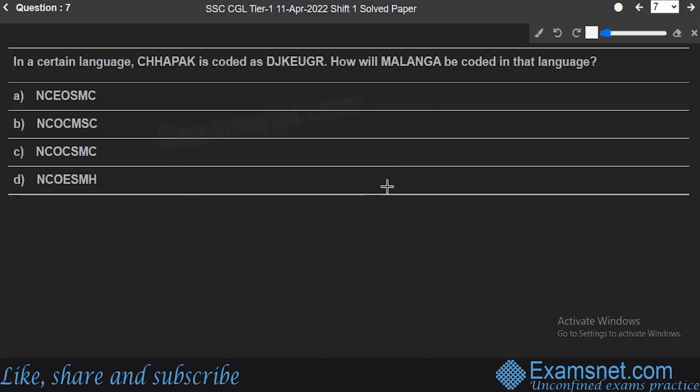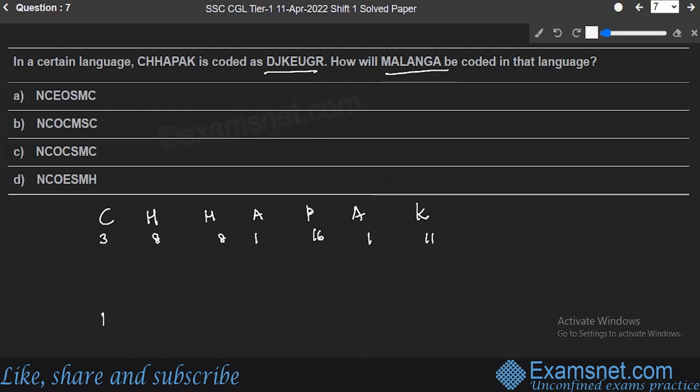In a certain language, a park is decoded as this set of alphabets. How will Malanga be coded in that language? Again, you are getting so many questions based on this only. You have to see the logic which is being followed. The given word is chappa. Let's write down the numbers of them. C is at position 3, H is at 8, 8, 1, 16, 1, 11.